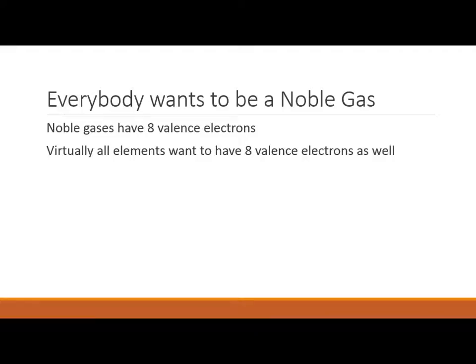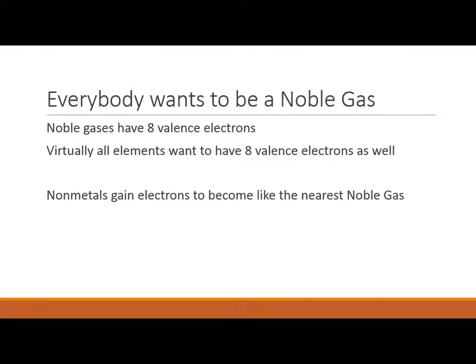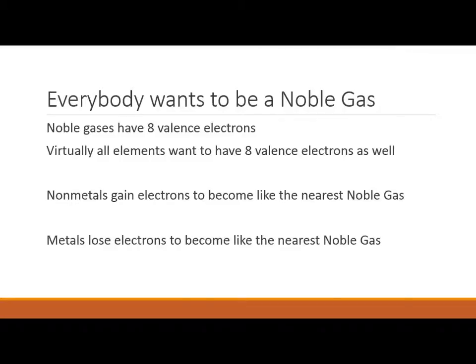Now, remember that the noble gases are column 8A. Okay, they're over on the far right-hand side of the periodic table. Because they're in column 8A, they have 8 valence electrons. And it turns out that everybody wants to be a noble gas, right? The vast majority of elements really want to have a total of 8 valence electrons. Okay, we call this the octet rule, although it's more of a suggestion. So what this means is that nonmetals will typically gain electrons, becoming anions, but they'll gain enough electrons that they can become like the nearest noble gas. Metals, on the other hand, will actually lose electrons in order to become like a noble gas.